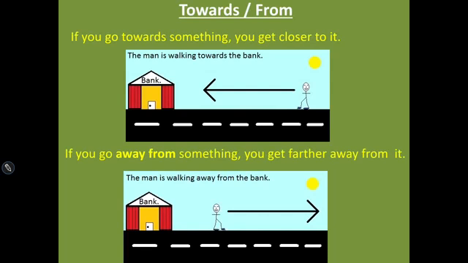If you go away from something, you get farther away from it, as you see in the picture. Here, the man is going far away from the bank. That's why we can say walking away. The distance is increasing.